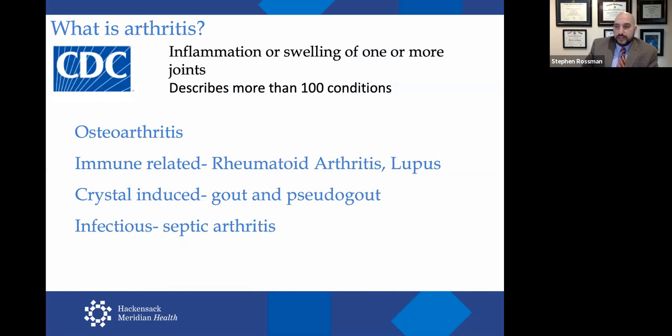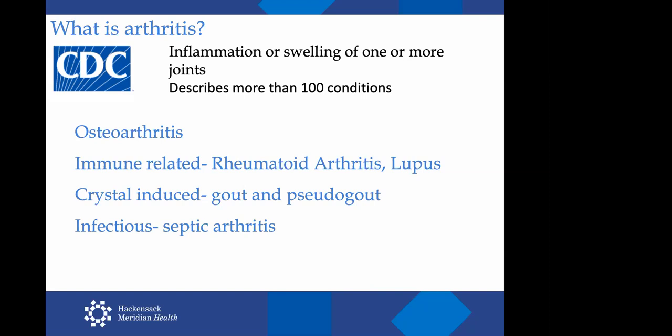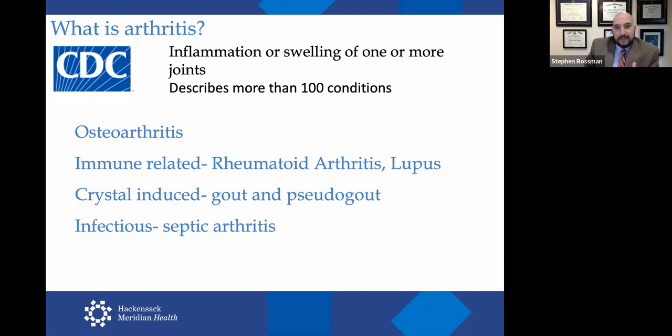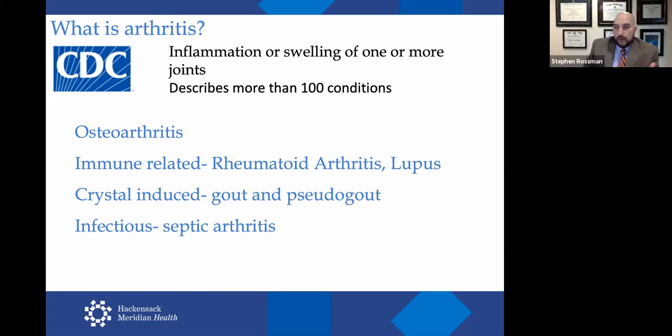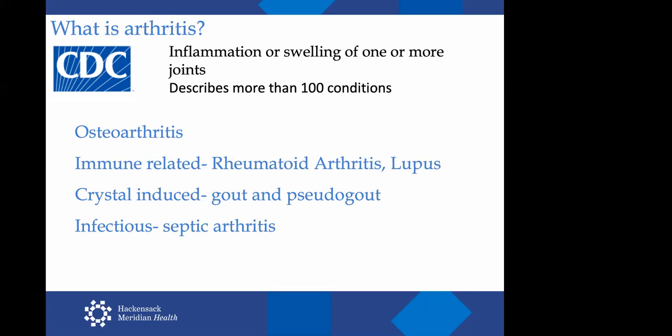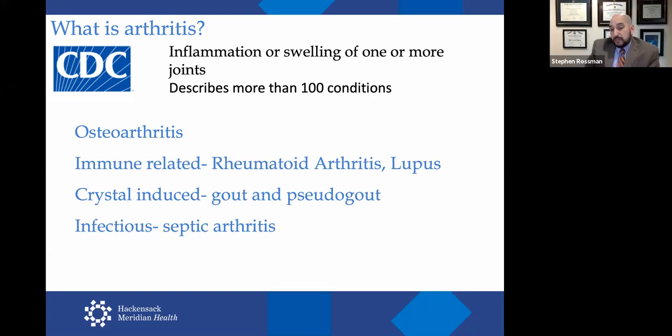So onto the show, a little bit about what is arthritis. The CDC, in addition to Fauci talking about everything with COVID, they talk about some other things as well. Arthritis is basically inflammation or swelling of one or more of the joints, and over 100 separate conditions can be arthritis. Certainly what we're going to talk about today is mainly osteoarthritis. But of course, arthritis can be caused by autoimmune diseases such as rheumatoid arthritis or lupus. It can be caused by crystal disease such as gout or pseudogout. It can be infectious. And this is just to name a few, obviously. But the main thing we're going to focus on is osteoarthritis.